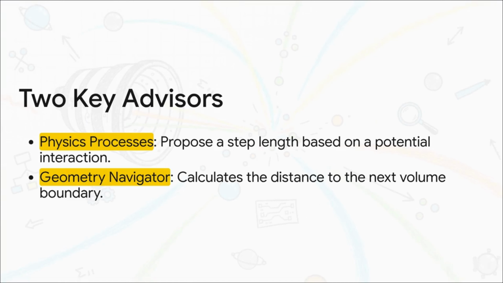So on one side, you've got the physics processes. Picture them as a team of experts, and they're all shouting at the same time. One expert is for, say, Compton scattering, another for ionization. Each one yells out a distance saying, hey, based on my rules, an interaction might happen in this many millimeters. Then, on the other side, you have the calm, cool geometry navigator. It just looks at the map and says, well, there, you're going to hit a wall in this many millimeters.